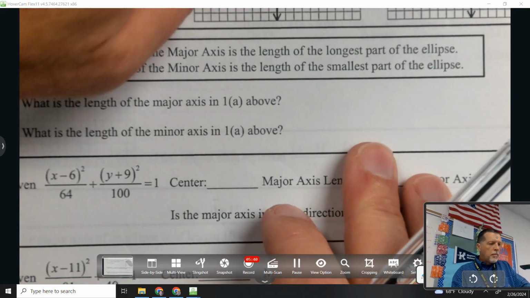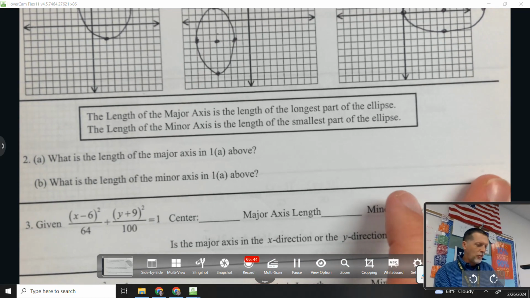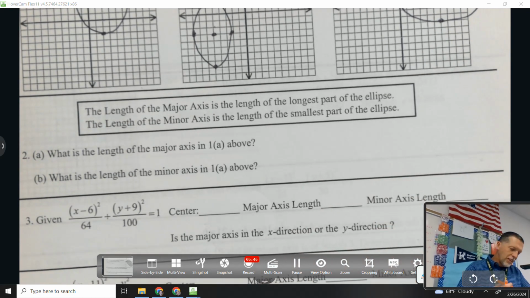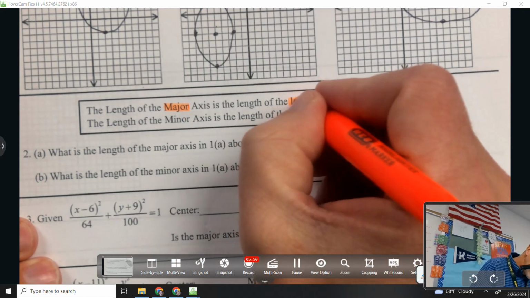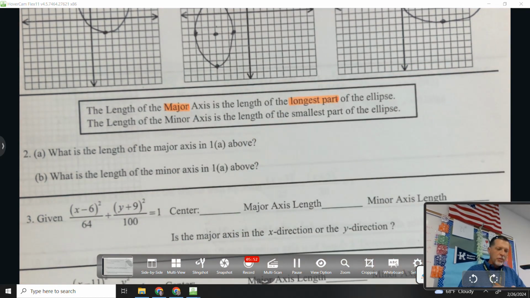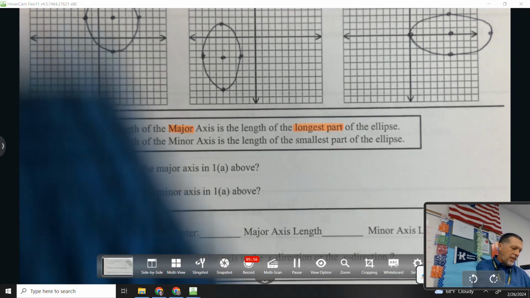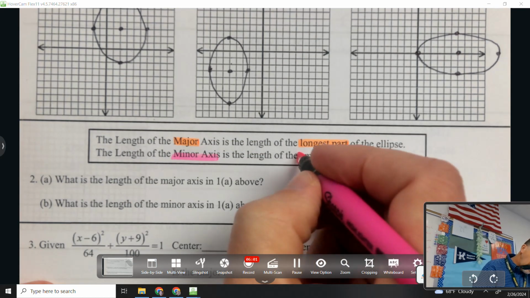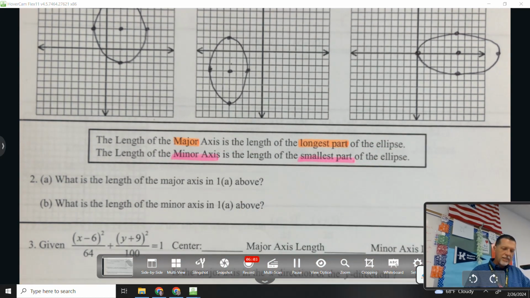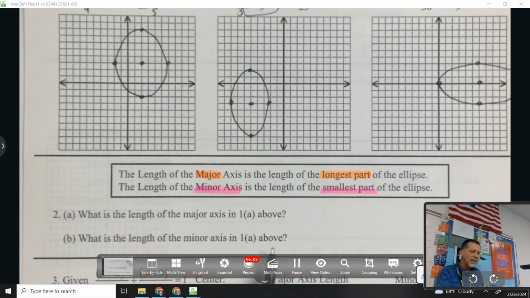The length of the major axis, I feel like this should make sense here. The length of the major axis is the length of the longest part of the ellipse, the longest axis is the major axis, and the minor axis is the shorter axis. Those words mean what we think they should mean.